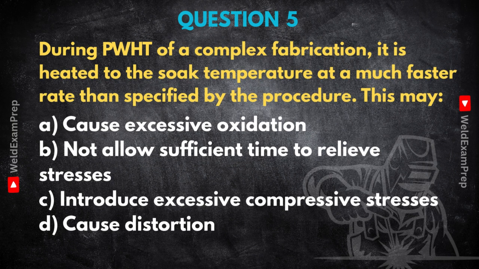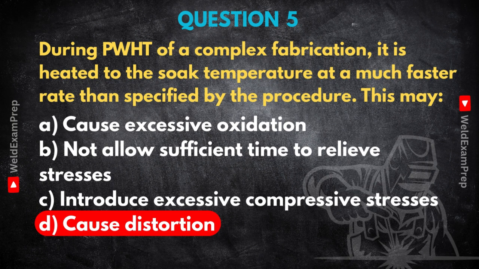Final question for today. During PWHT of a complex fabrication, it is heated to the soak temperature at a much faster rate than specified by the procedure. This may: A, cause excessive oxidation, B, not allow sufficient time to relieve stresses, C, introduce excessive compressive stresses, or D, cause distortion. All right, the correct answer for this last one is D, cause distortion.